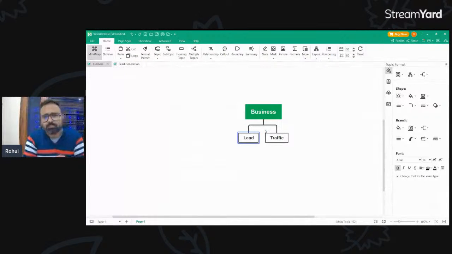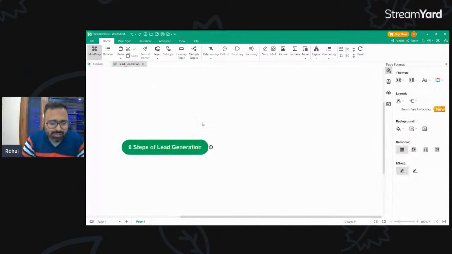Okay. So a lead is not just confined to getting an email from an opt-in. Now, I will give you 6 steps of lead generation, and these 6 steps are the whole process of getting a lead. A lead is obviously a person who is more interested, who is inclined and interested towards your business or your product, right?